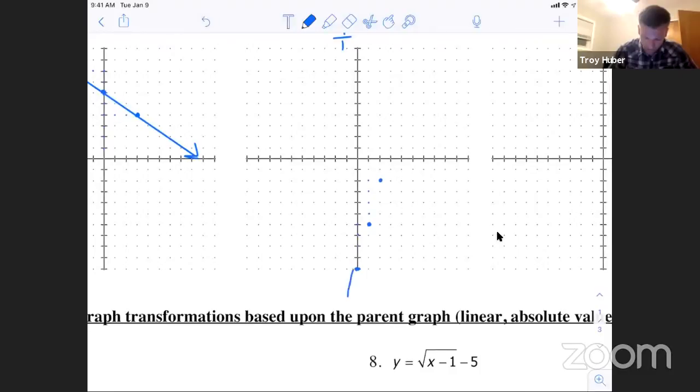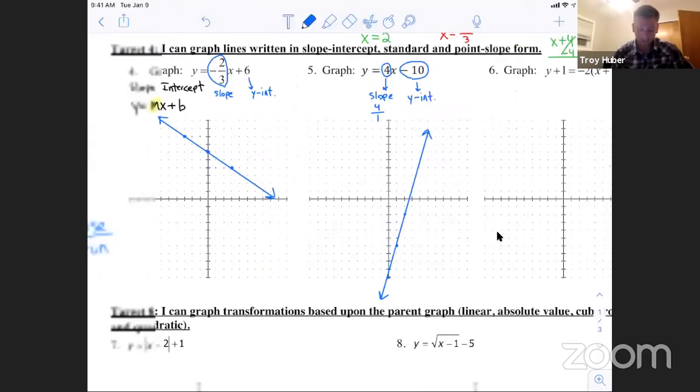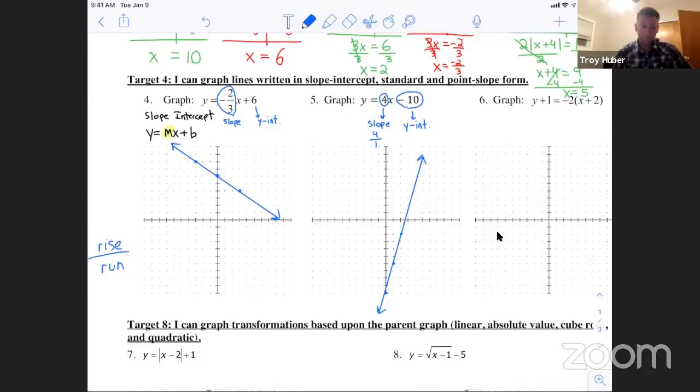Let's go ahead and draw my line, hold it down to get it to be straight. And there we go. Slope intercept, check. All right, the next form we're going to look at is point slope form.